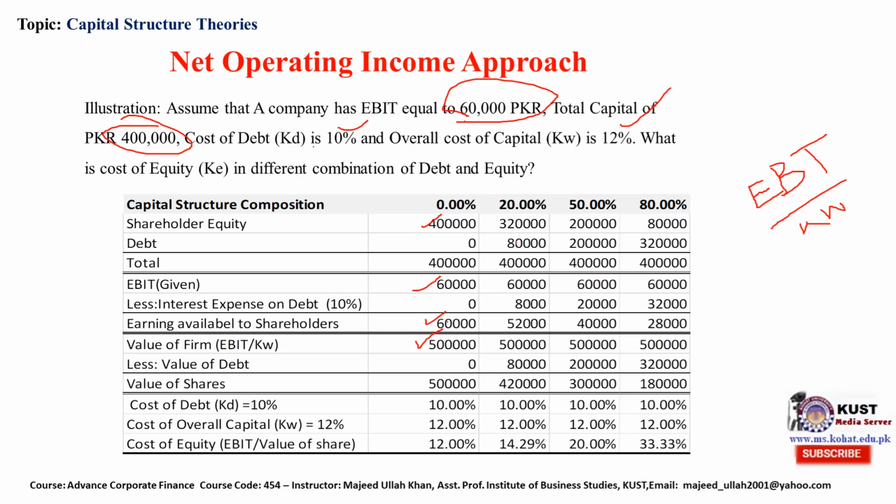Okay, again, 80,000 is debt, and 10% is the interest, so it is EBIT minus this 8,000, which is 52,000. So 52,000 will be divided by 12%, which will be 500,000. EBIT divided by K. Again, we will discuss this here. So cost of debt is 10%, cost of equity is 12%, and overall cost is 12%. Cost of equity is basically the value of shares.